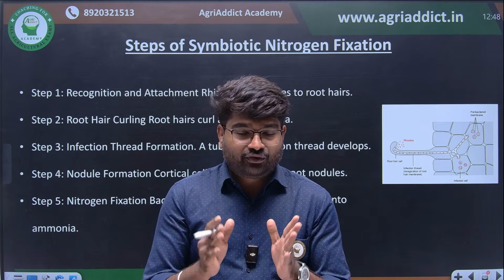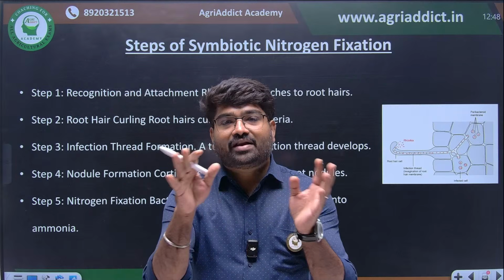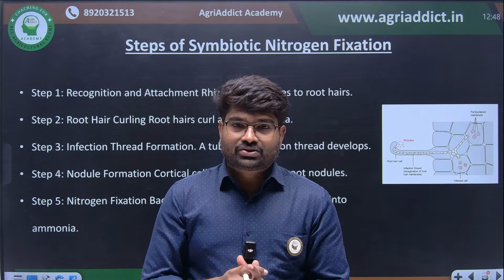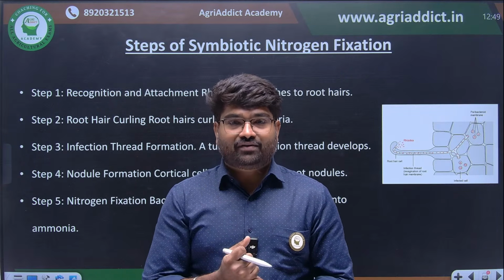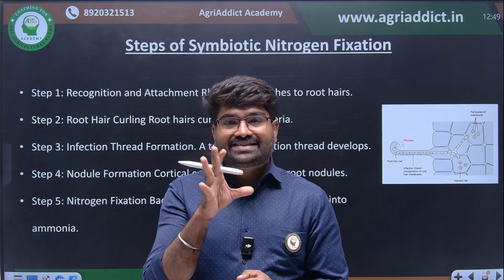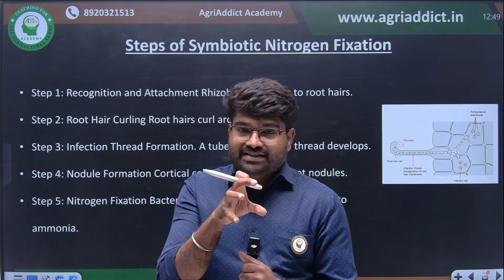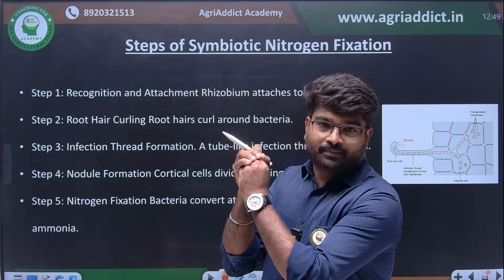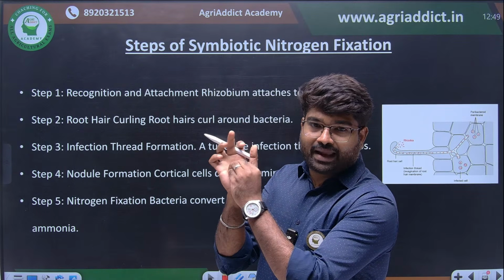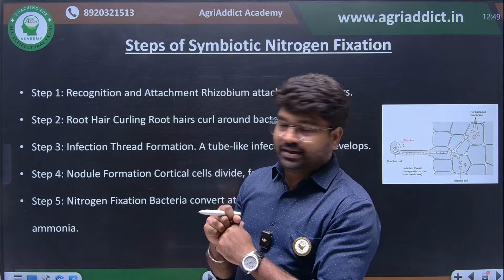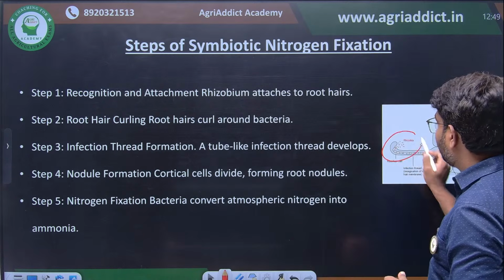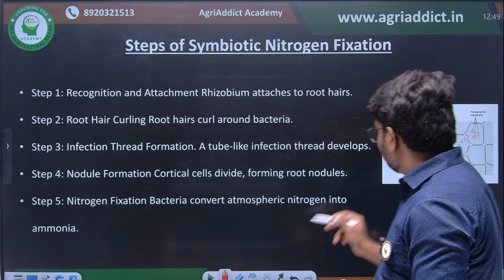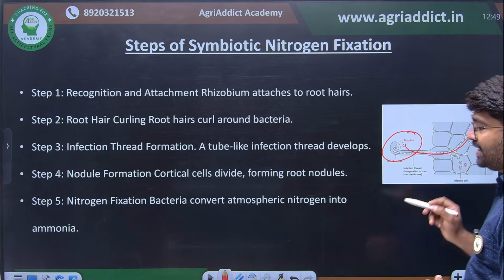First, the Rhizobium will be present in the rhizosphere region of the soil around the root. The plant will release flavonoid compounds that act as signaling molecules, so the Rhizobium will come near to the plant. Once it comes near the plant, root hair curling will happen. Then infection thread formation will happen. Through this infection thread, the bacteria will enter the plant cell.